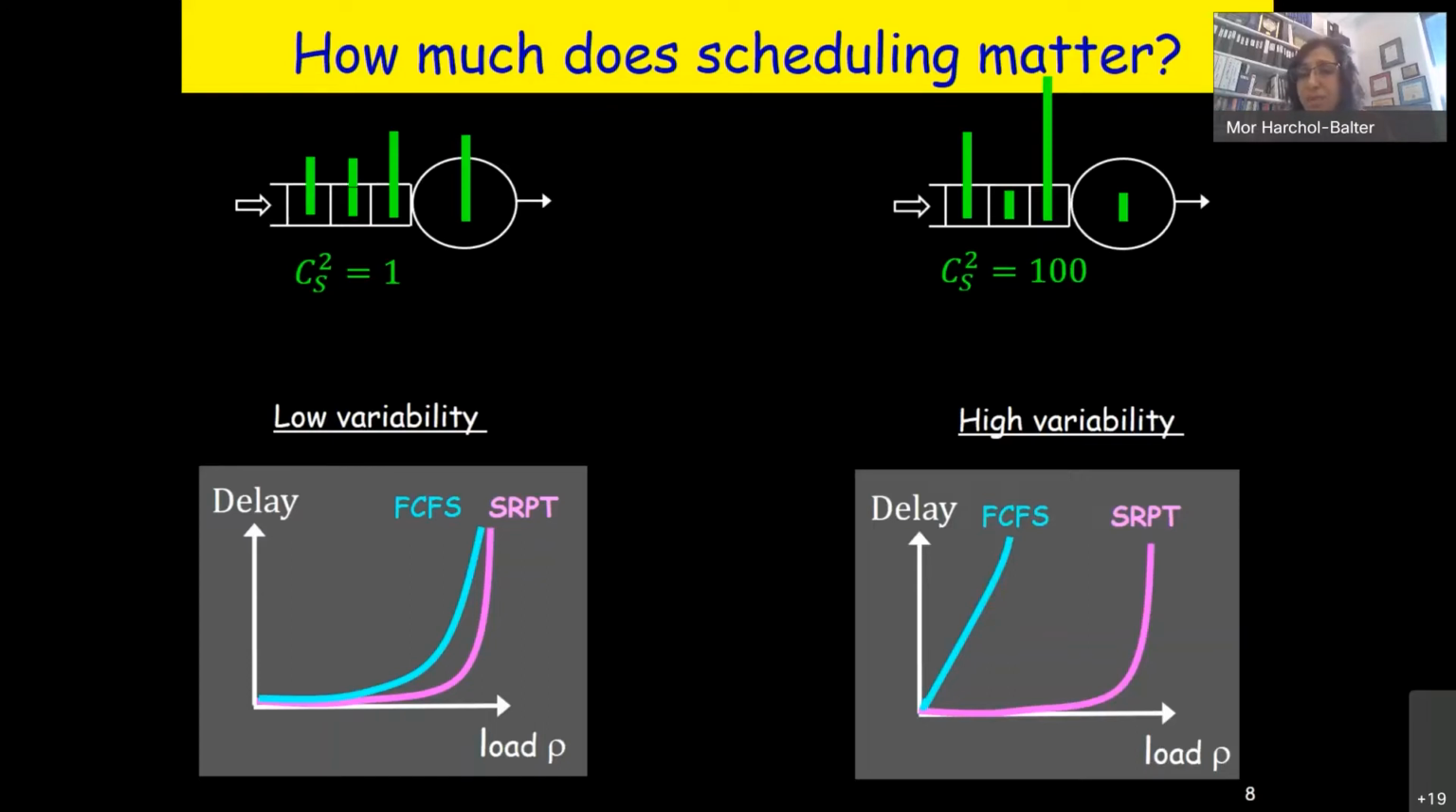So these are just simple analysis with first come, first serve versus SRPT. And there's a huge difference once you have high squared coefficient of variation. And again, the reason is that first come, first serve allows short jobs to get stuck behind long jobs, and SRPT does not allow that to happen. So this is one solution to the problem.